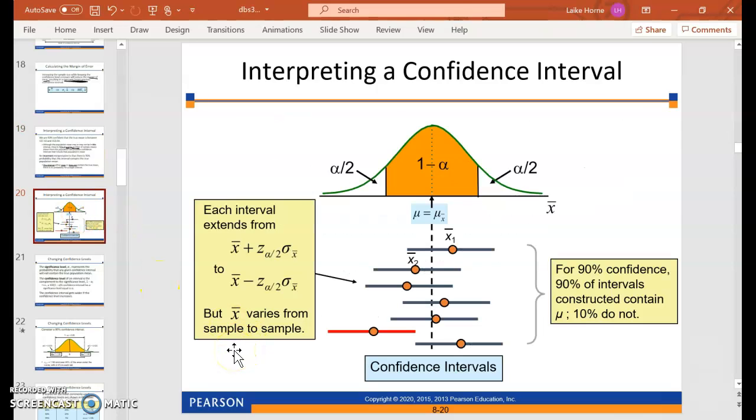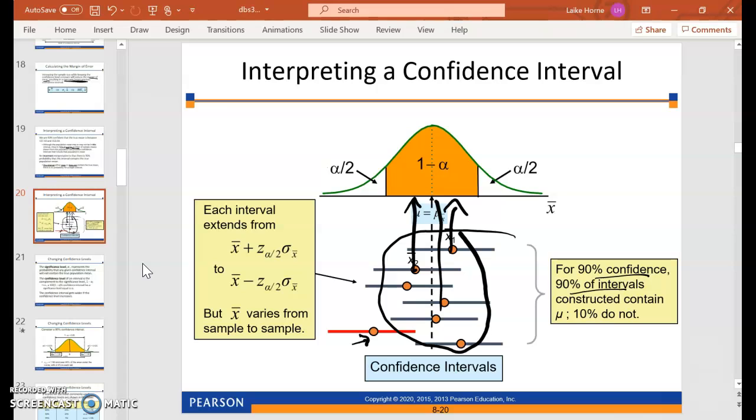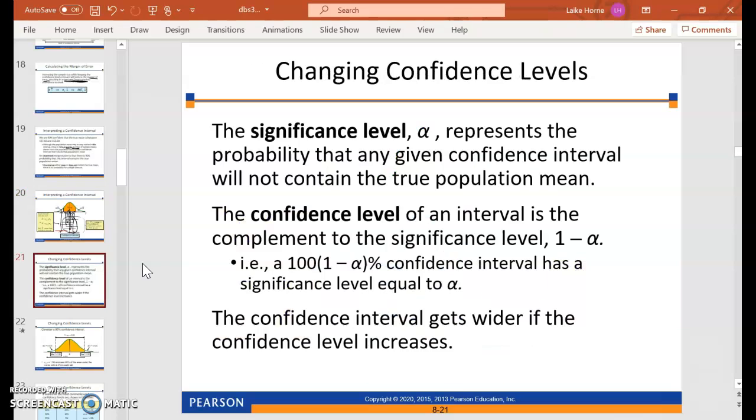Okay, so here are some confidence intervals. This helps you to see that for 90% confidence, 90% of intervals constructed will contain the mean. See these over here? But 10% do not. See this one over here? So for all of these, the mean falls within our 90% interval. But this one over here does not.